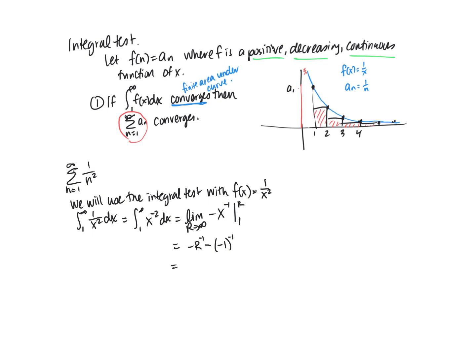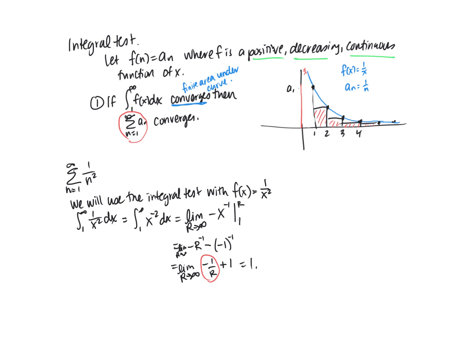Okay, so what is this? I still have the limit as r goes to infinity. So it's going to be minus 1 over r plus 1. And as r goes to infinity, this bit here goes to 0. And so I'll just be left with 1.